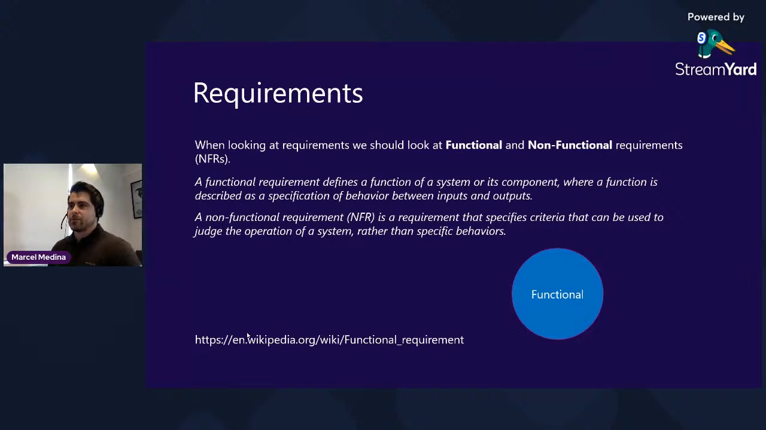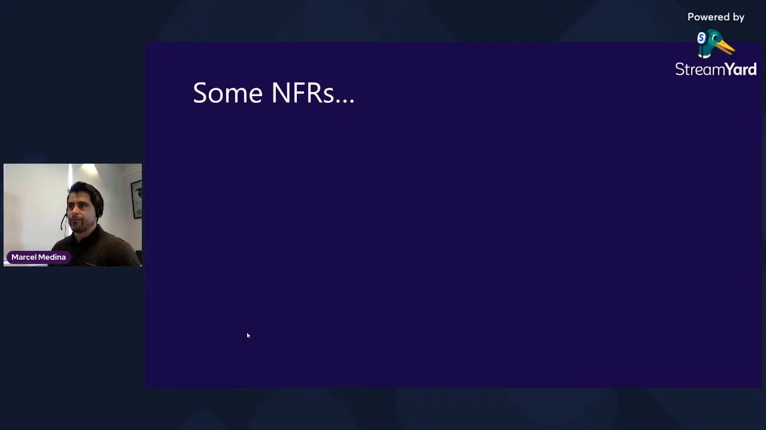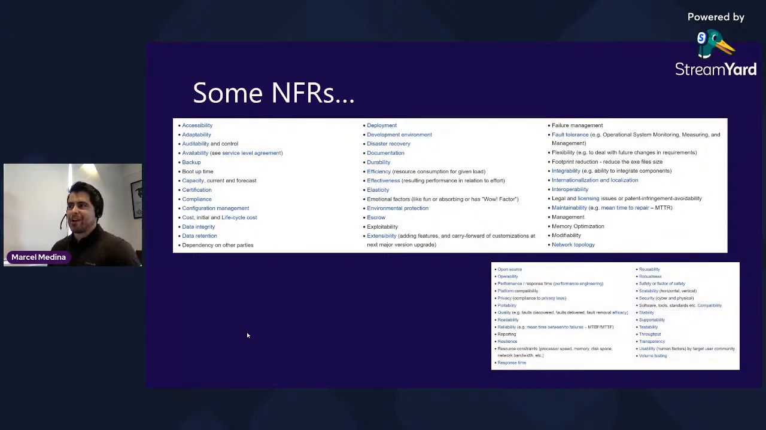On a system, you're always going to end up with both requirements. If you're not looking at non-functional requirements, something's wrong. For your awareness, you always need to combine those. We have the link here if you want to check later. And with some non-functional requirements, you're going to see that we have lots, and this is not a comprehensive list. We can have many more than those that are here.